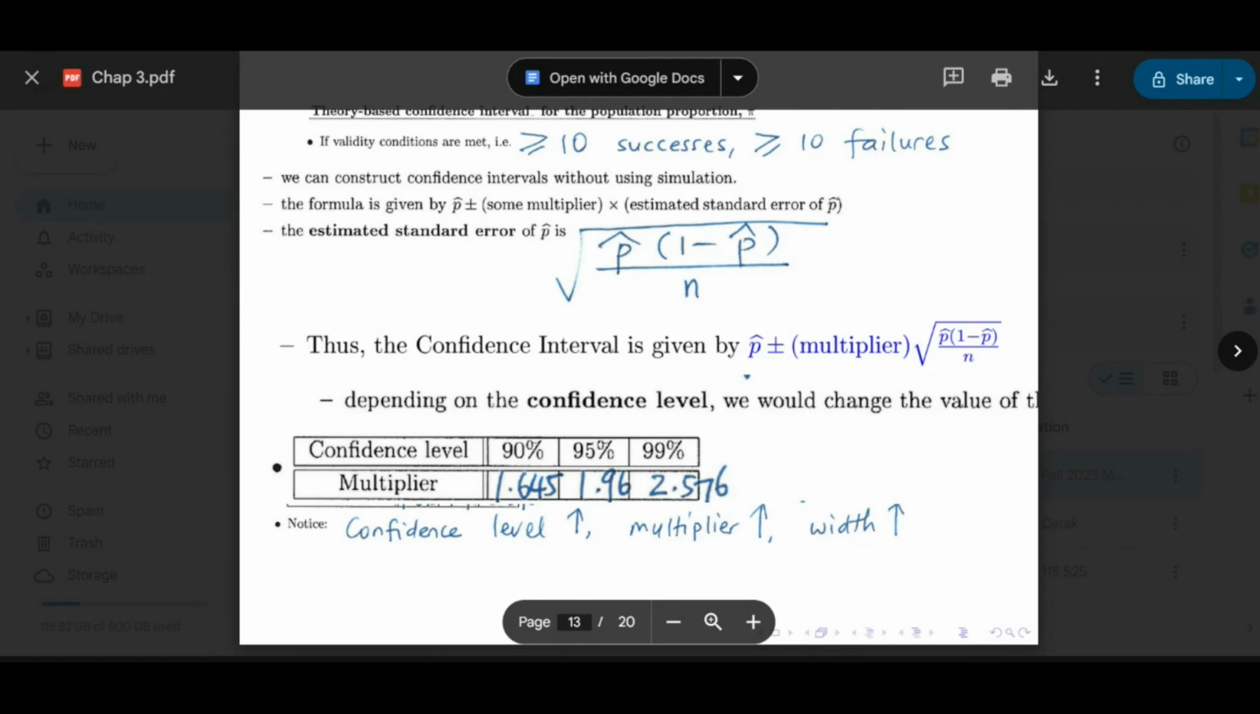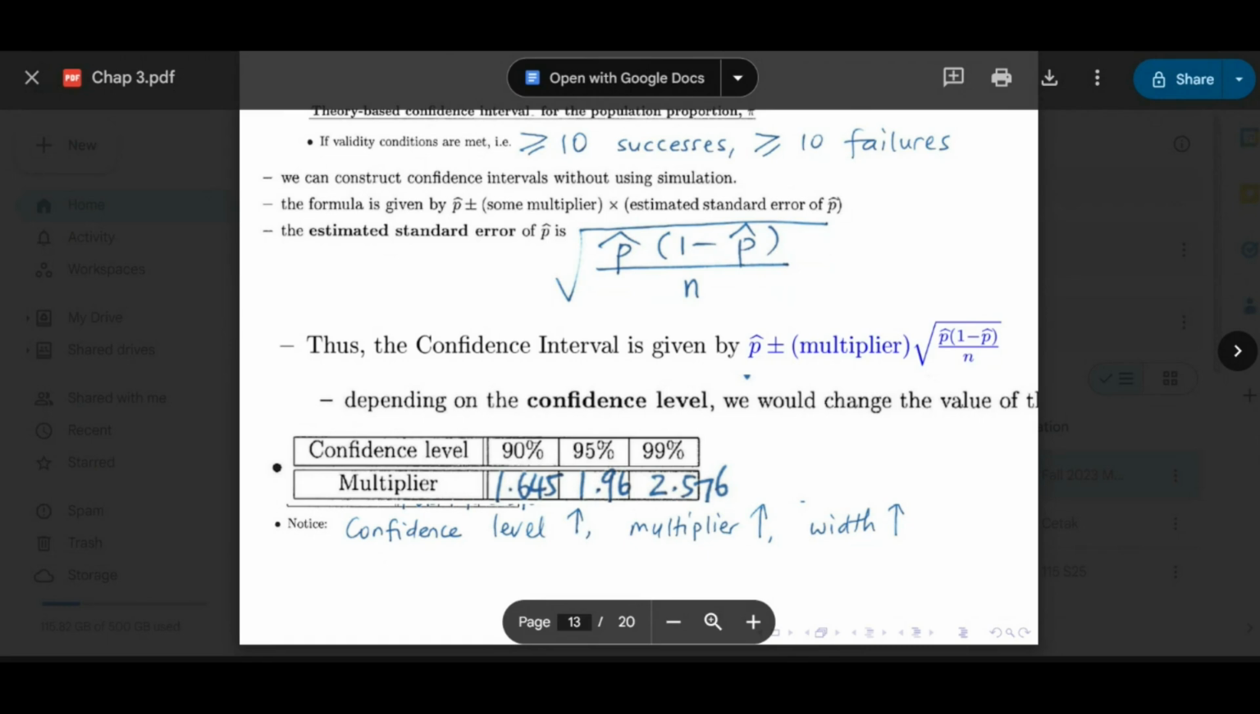Very good. And is it clear to the class that the higher confidence you want, the multiplier clearly goes up? That will make your width, the margin of error, rise. All right.